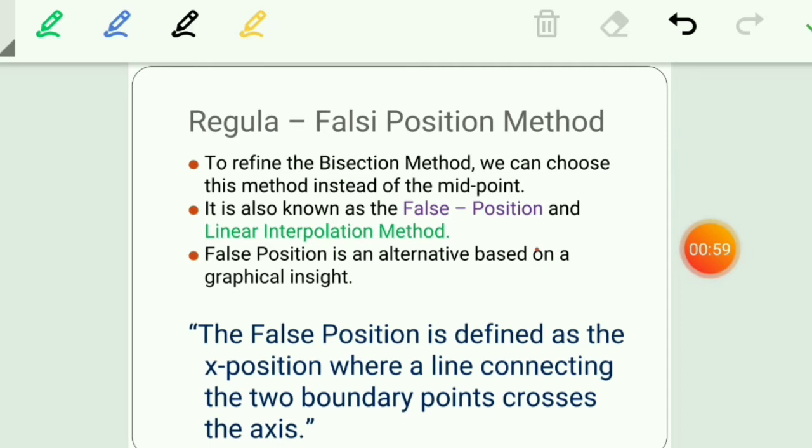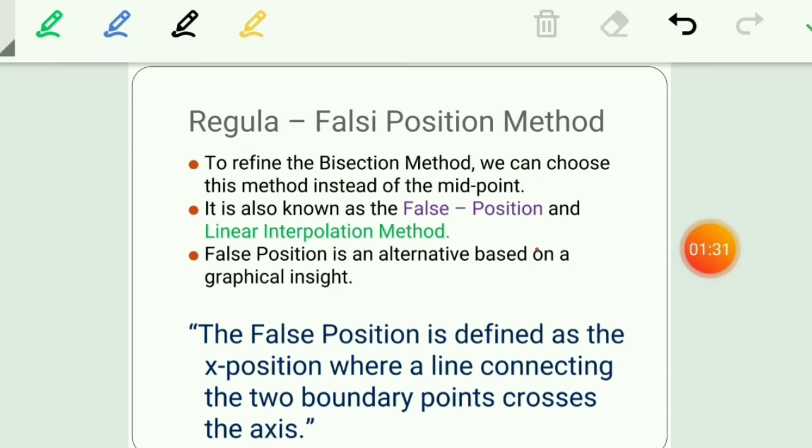Another name for this is the false position and linear interpolation method. So this is known by these three names: regula falsi, false position, or linear interpolation method. It is an alternative based on a graphical insight. We have seen the bisection method is also based on a graphical insight. We learned it with the help of a graph, and now we are going to learn this method also with the help of a graph.